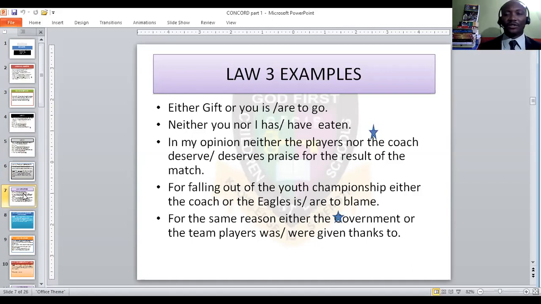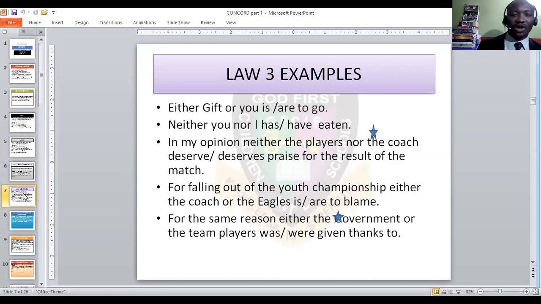Sometimes, if you want to know if it's correct, you can close off the first part and say "you is to go." Yes, you can't say "you is to go." You close off from "or" and you read the other part to see whether it's in order. These questions are a regular occurrence; we see them so much in JAMB, we see them in WAEC and other exams. Note that.